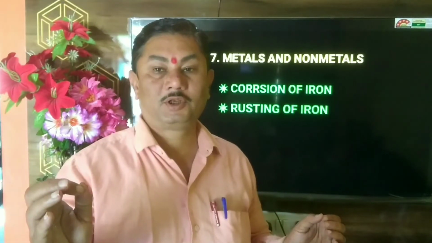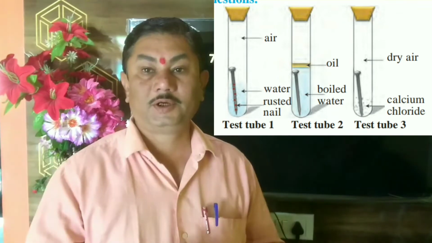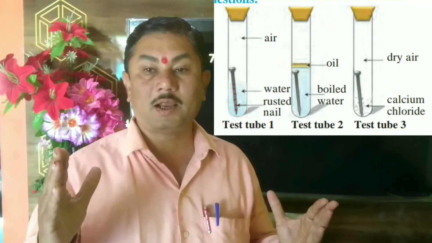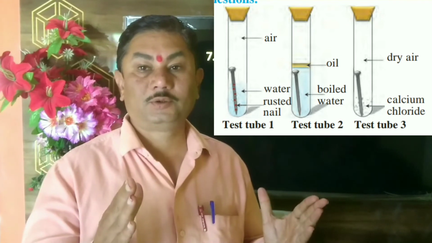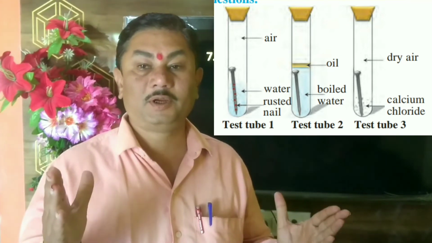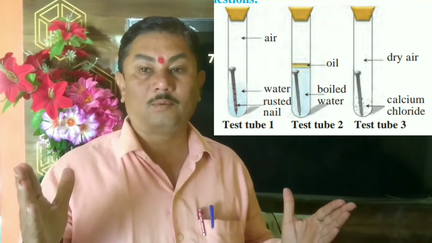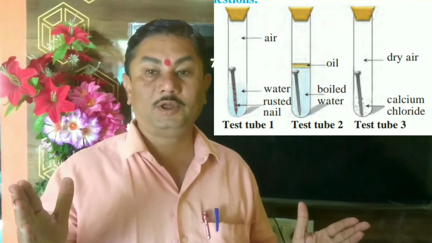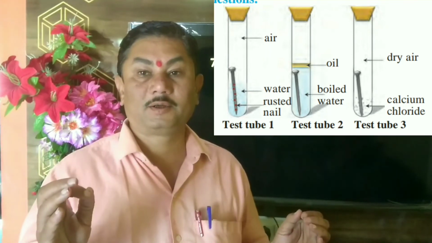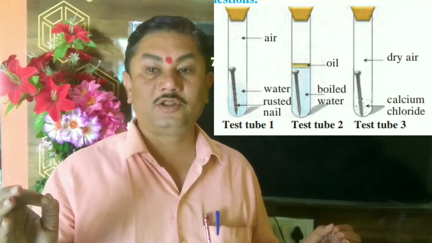In this experiment, three test tubes are taken. In the first test tube, water and an iron nail are taken. It means that both water and oxygen are present in the first test tube. In the second test tube, an iron nail is dipped in boiled water. There is an oil layer on top of the water. This oil layer prevents the contact of oxygen with the iron nail. It means that only water is present in the second test tube and oxygen is absent.